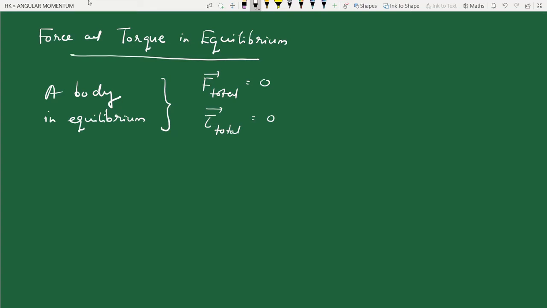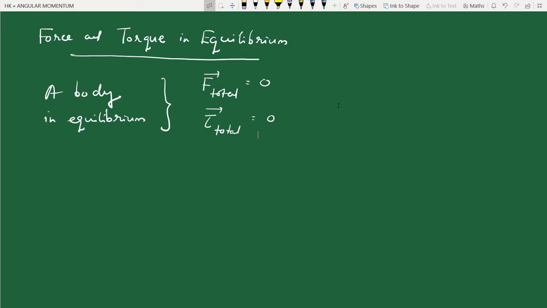And in the case of torque, we remember that torque depends upon the choice of the origin, right? So how do we calculate the total torque, about which origin, which point? But the idea is that we can choose any origin on the body, because the total torque must be 0 about every point for a body in equilibrium. For a body in equilibrium, the total torque about any point on the body should be 0. So we are free to choose any origin on the body to calculate the torque.